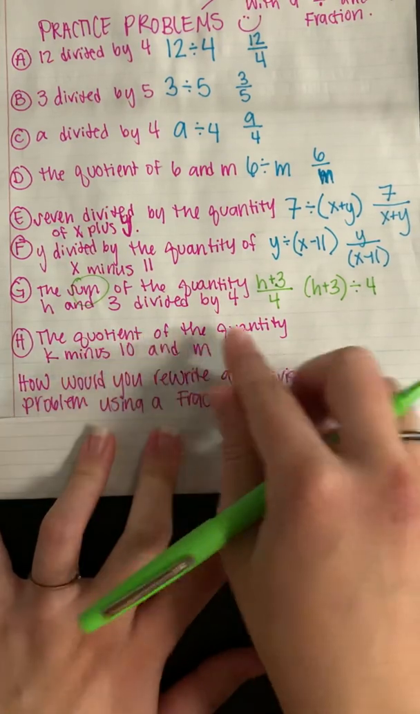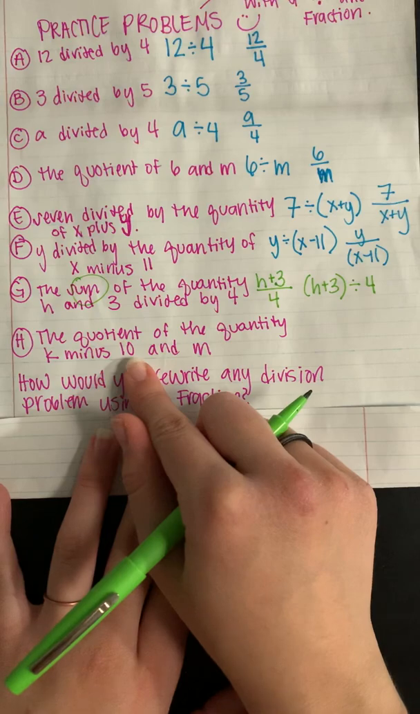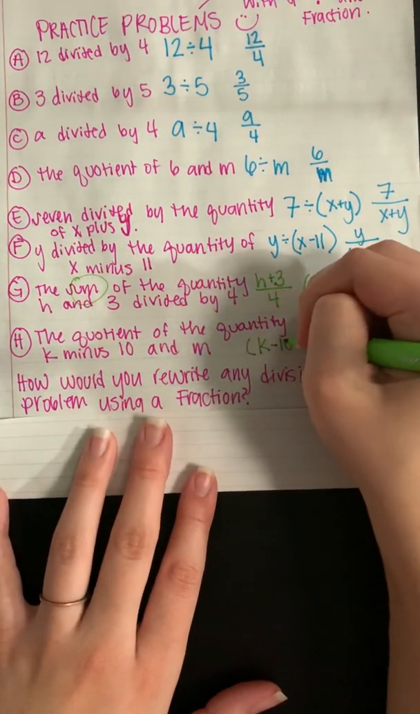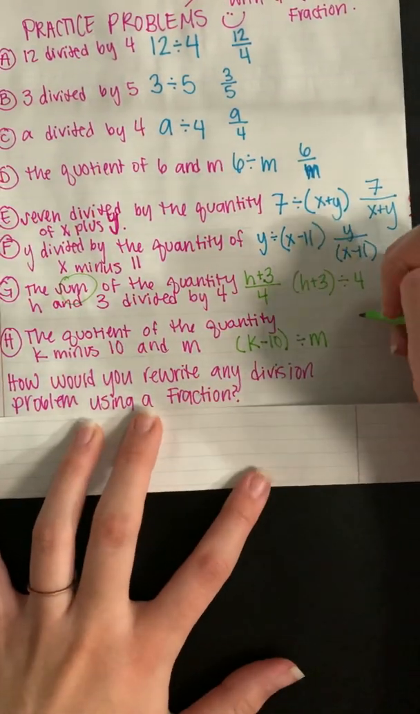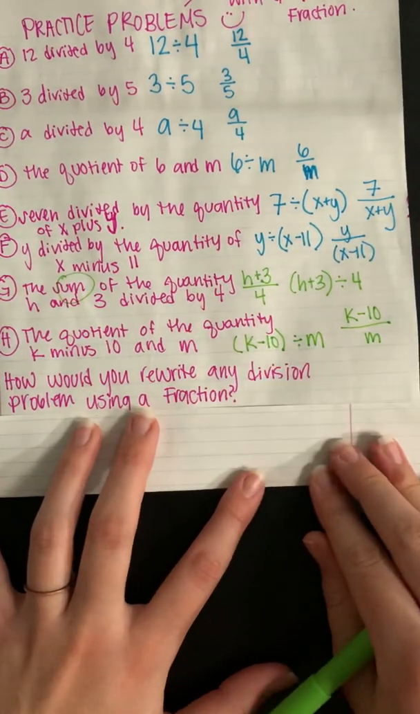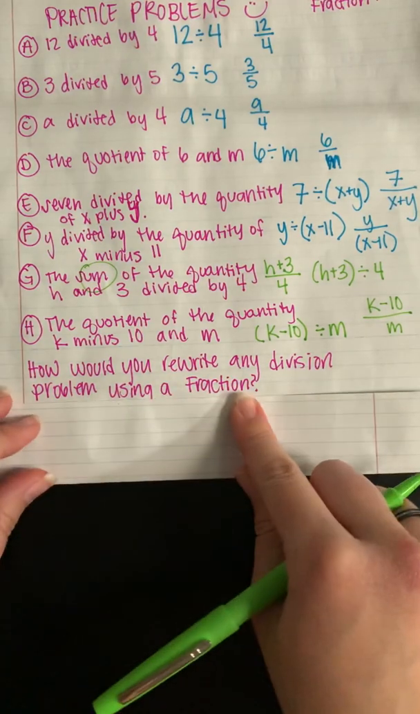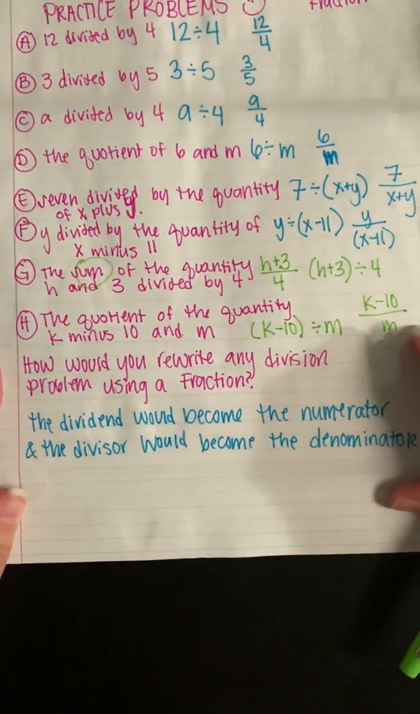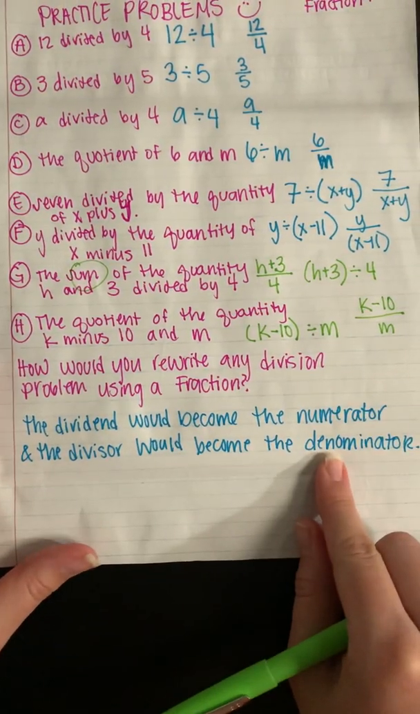The quotient of the quantity K minus 10. So we do that part first, K minus 10, and then divided by M. And so that would be K minus 10 in the numerator, M in the denominator. And then the answer to this question, how would you rewrite any division problem using a fraction instead of this division symbol? The dividend would become the numerator, and the divisor would become the denominator.